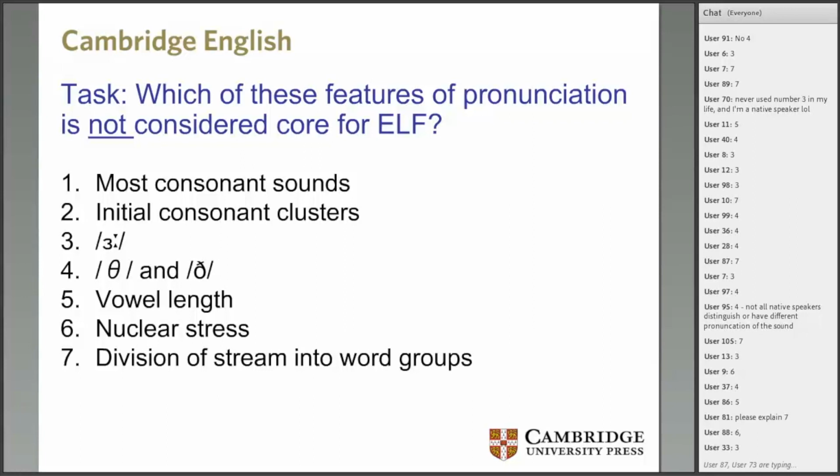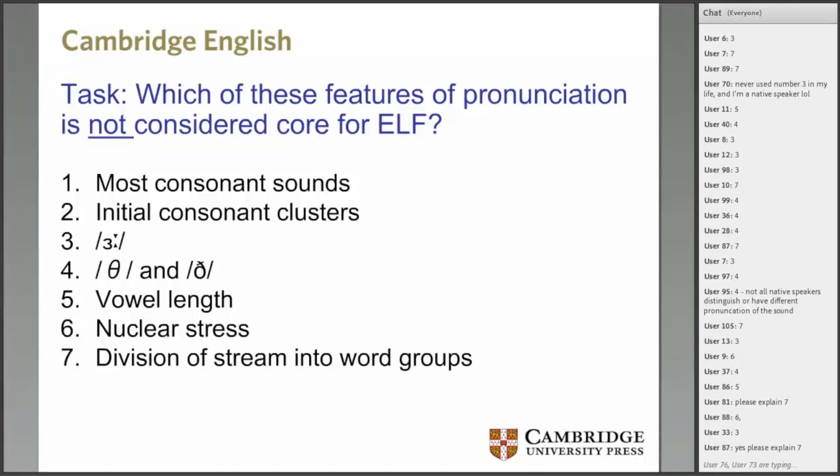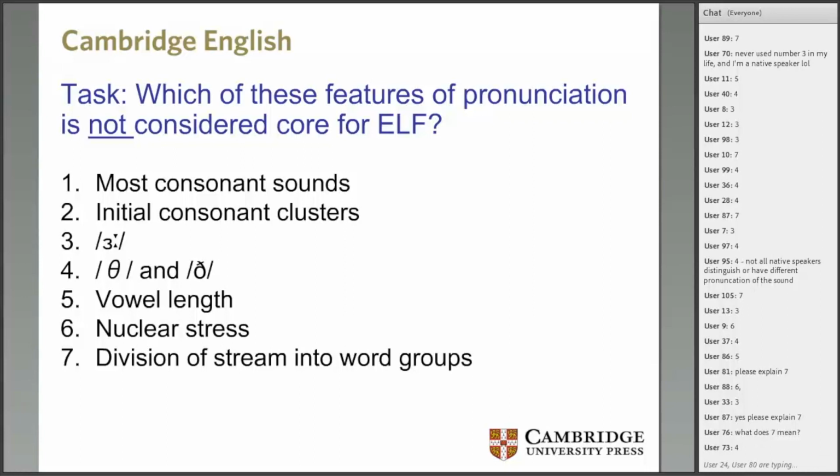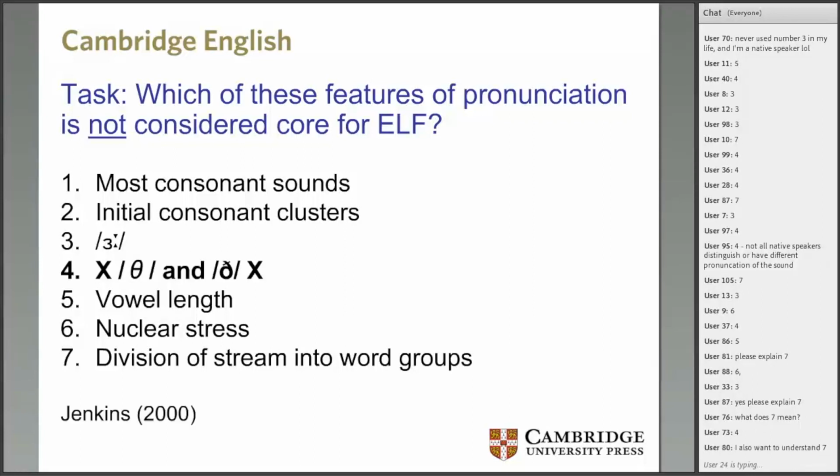Okay, so Jennifer Jenkins published a book about 17, 18 years ago, in which she looked at this, and she conducted extensive research in terms of determining what was critical for pronunciation in English as a lingua franca, and this is what she came up with.